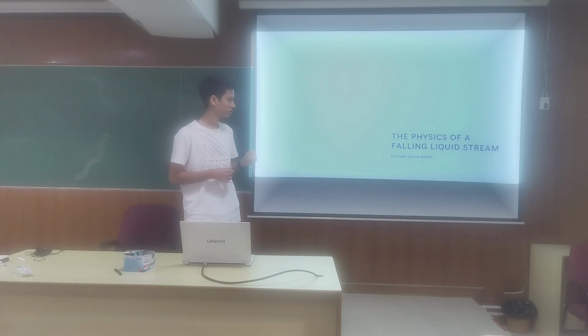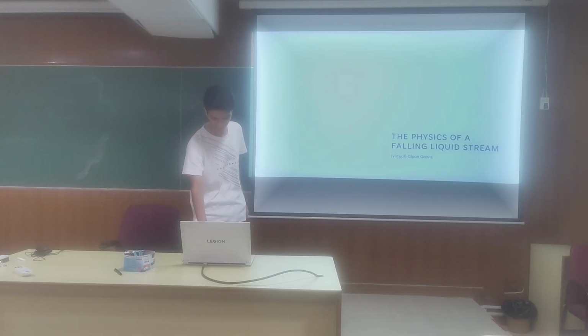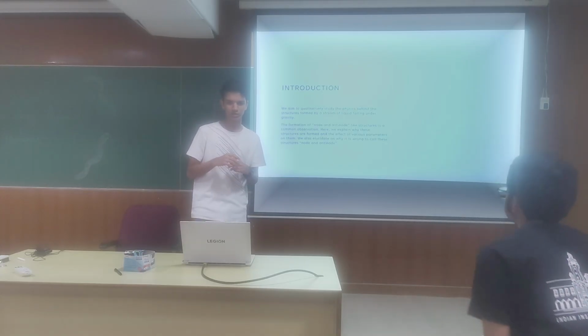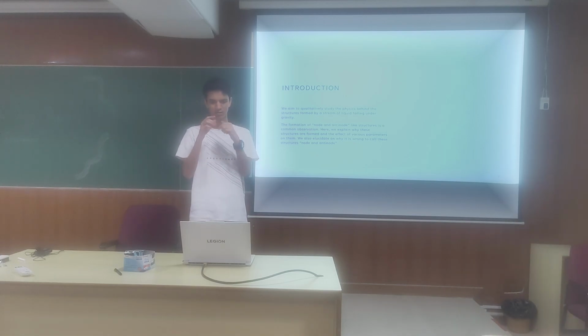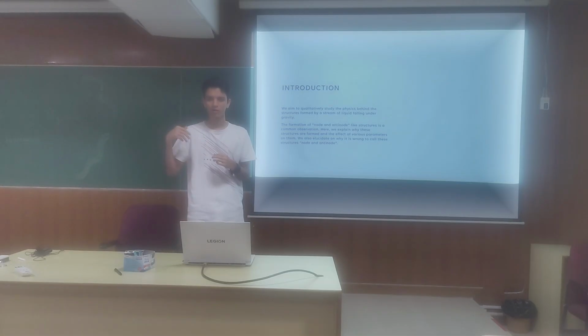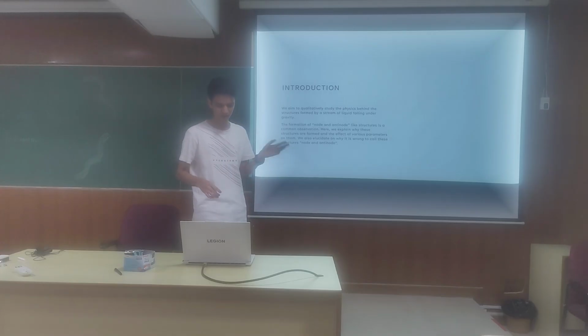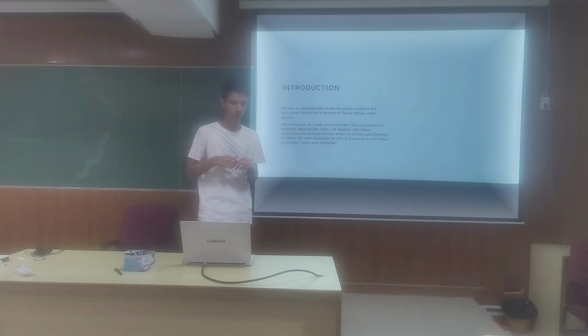Presenting, we did our research on the physics of a falling liquid stream, and here we are actually studying the common life phenomenon that there is a common observation that there are nodes and antinodes formed when pouring water or other liquids. But here we qualitatively discuss how these are exactly formed and what effect other parameters have on this, like flow rate and size of the orifice and shape of it. In the end, we also say why the use of the term nodes and antinodes is not entirely correct here.